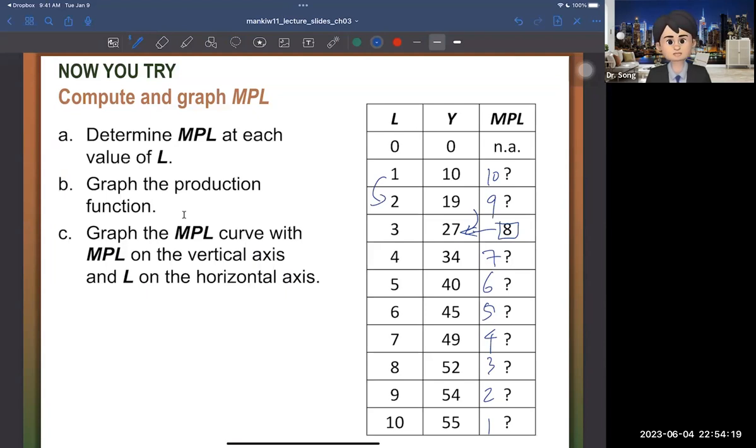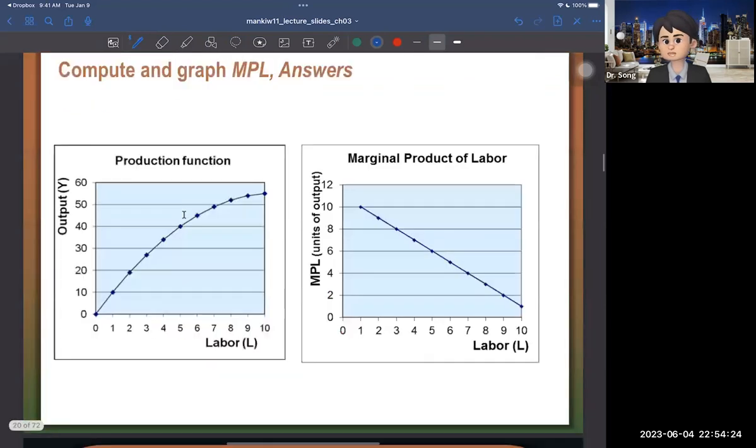And then question number B and C. So let me use the answer here. So it's coming here, so you can make a graph. The x-axis is the labor and the y-axis is the output. You can just pick up the coordinates, then you connect these coordinates, then you can have this curve.